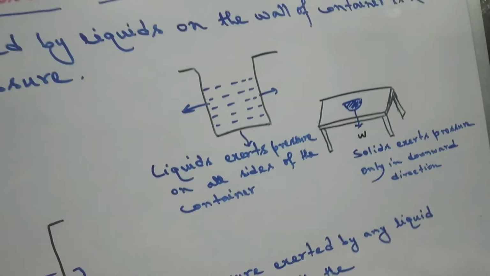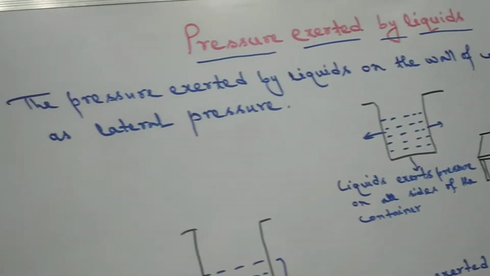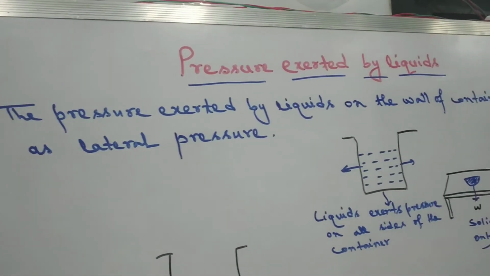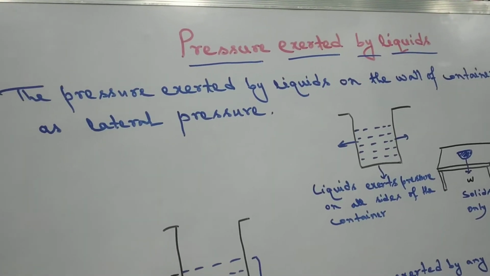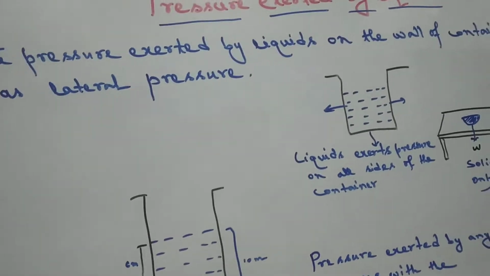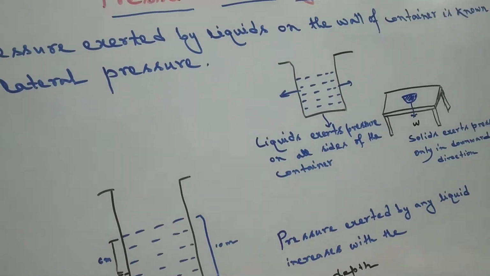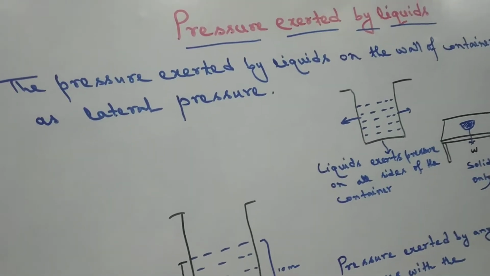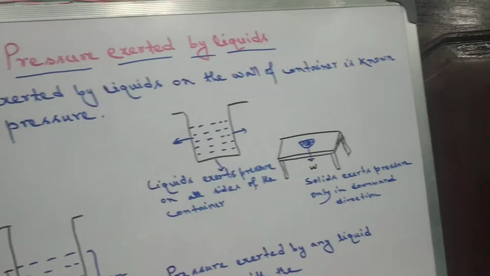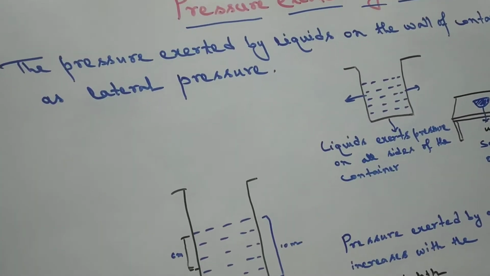Now, the pressure exerted by liquids on the wall of the container is known as lateral pressure. As liquids exert pressure on all sides of the container, the pressure exerted by liquids on the wall of the container is known as lateral pressure.